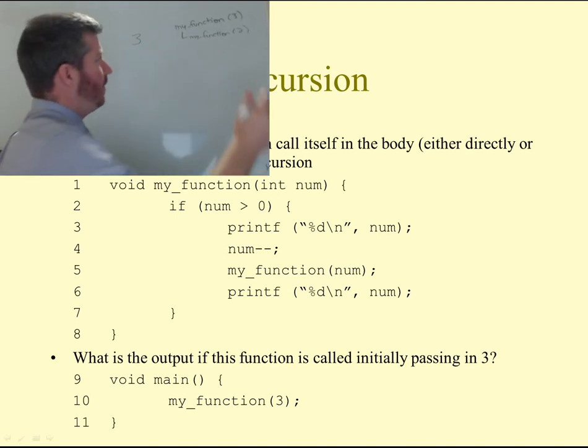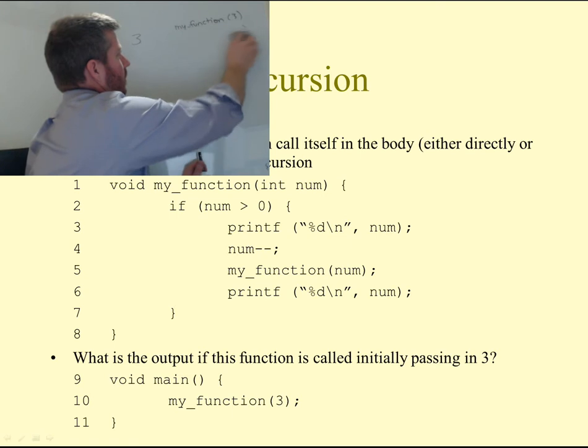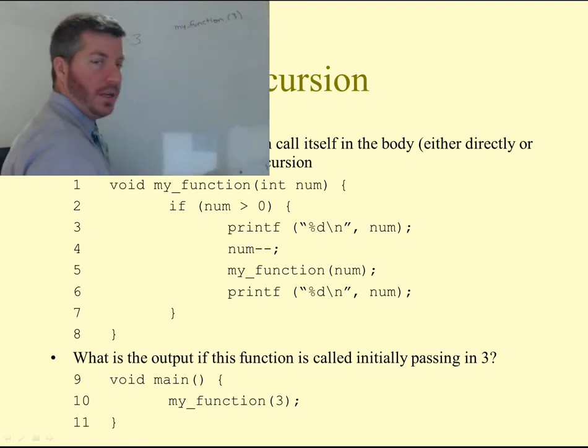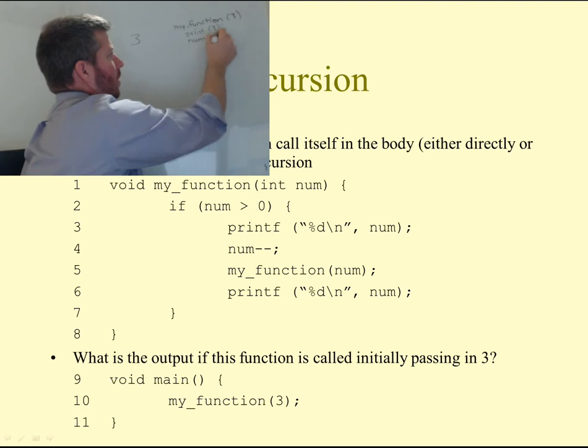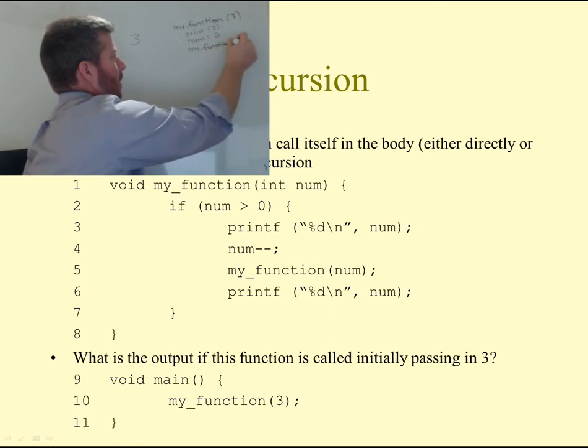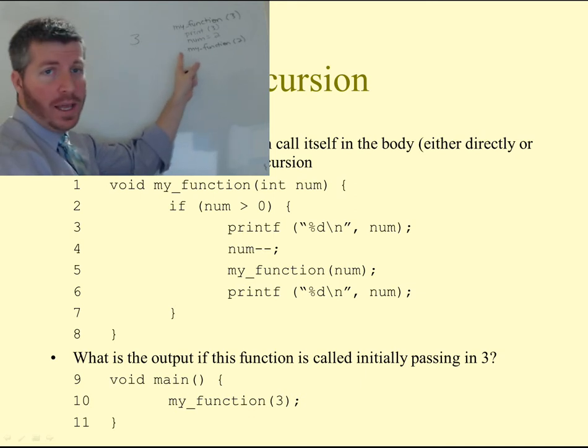Okay, so what I've done is, actually let me rewrite this here so we can follow along exactly what's happening. So I started off and I printed 3, and then I made num equal 2, and then I called myFunction. I passed in the value 2. Now, I still have one more line, which is to print out a 2, right? However, I have to now execute my function passing in 2 before I can get to that.